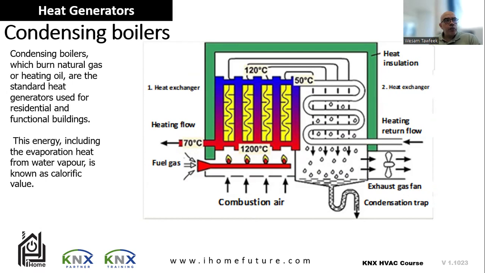The idea about the condensed boiler, or the heat generation in general, is that you have some kind of fuel. In this case, it can be oil or it can be gas. When you supply the fuel to the generator, you get heat generated. From this heat, you also get some kind of vapor coming. You can even condense the vapor and get it from the exhaust. So this is a very simple way to describe condensed boilers.